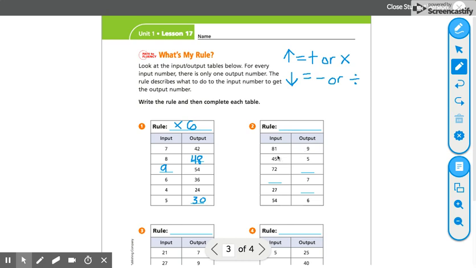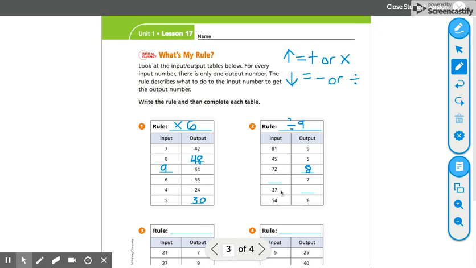What about this one? 45 divided by 9 equals 5. Hey, it's working. 54 divided by 9 equals 6. So my rule is divide by 9. So now I can use that to figure out my missing numbers. 72 divided by what equals 9? Or 8 times what equals 72, if I'm going this way. And I know that 8 times 9, or 72 divided by 9, equals 8.